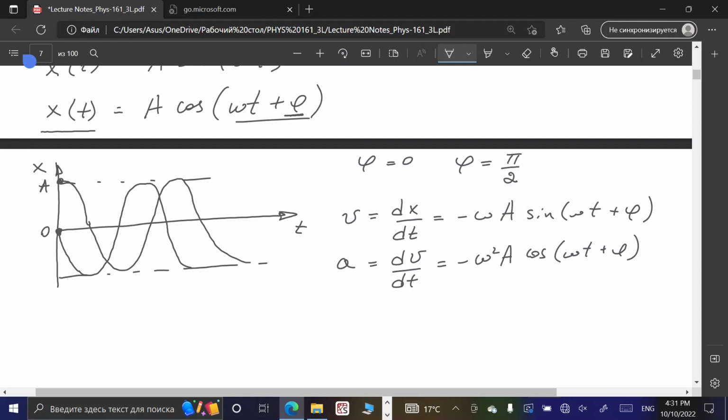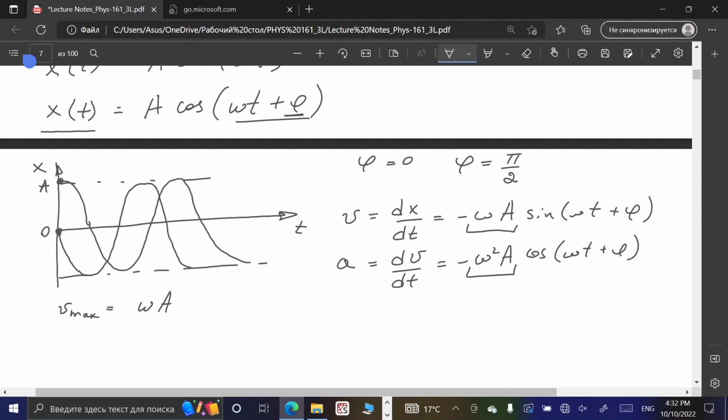And we can take a closer look at these prefactors before the periodic functions, and that will correspond to maximum values of velocity and acceleration of this simple harmonic motion. So we can write that V maximum will be equal to omega times A.